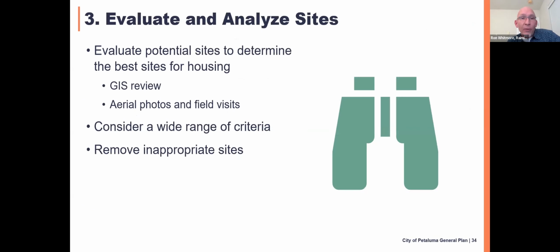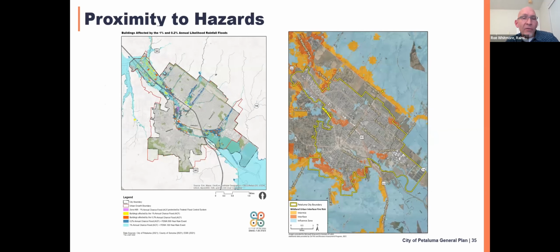Next, we carefully evaluate and analyze sites through a variety of means, some analytical and technical with GIS, others based on simple site visits, and consider a wide range of criteria and factors to consider the suitability of all the candidate sites. In these next slides, I'm just going to give you a few snapshots of the types of factors or screens that we can use and have been using to evaluate potential sites. So one set of screens is areas that we want to avoid future housing being placed in. And here's an example of known hazards, both wildfire and projected flood and sea level rise.